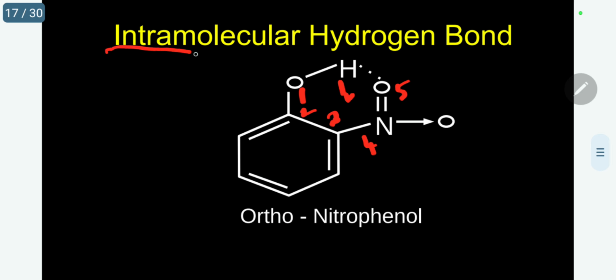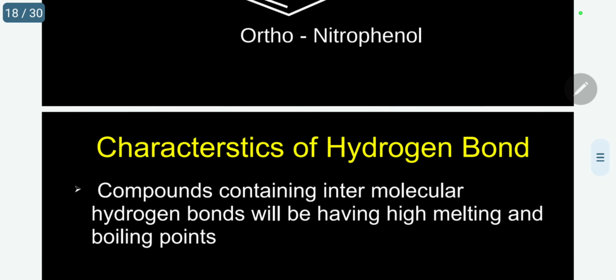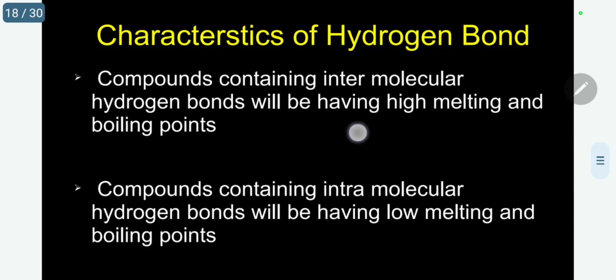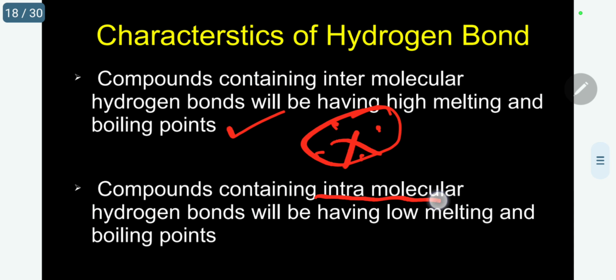So, intra. What are the characteristic properties? This is the most important. My dear students, kindly note this: compounds containing intermolecular hydrogen bonds will have high melting and boiling points, whereas compounds containing intramolecular hydrogen bonds will have low melting and boiling points.